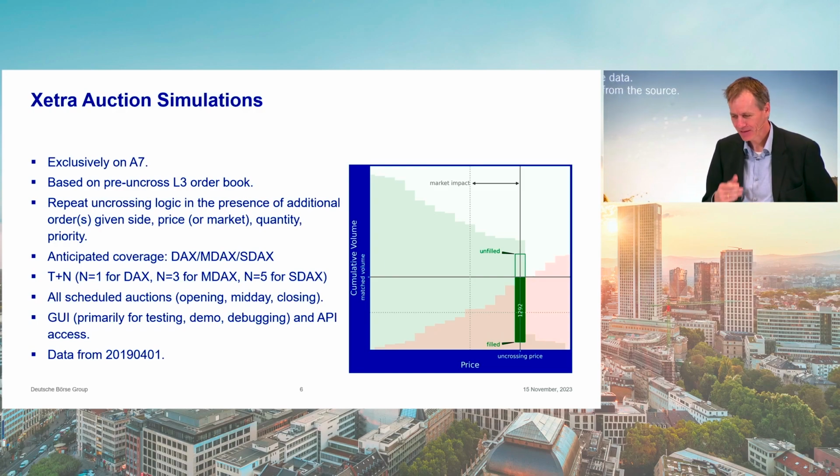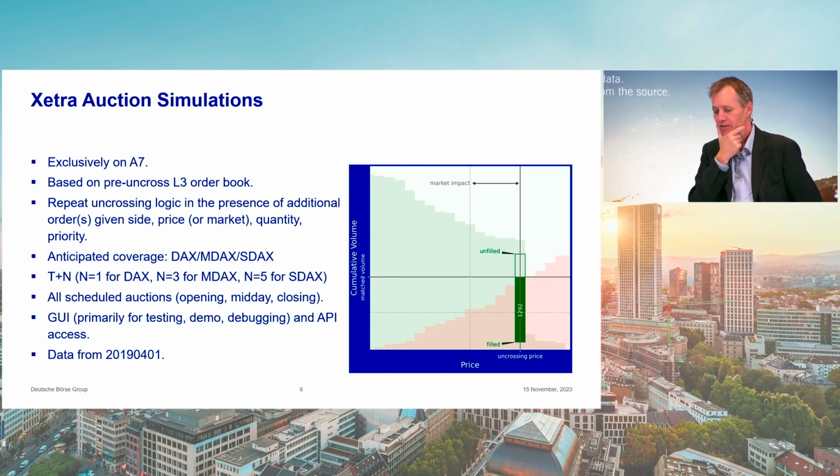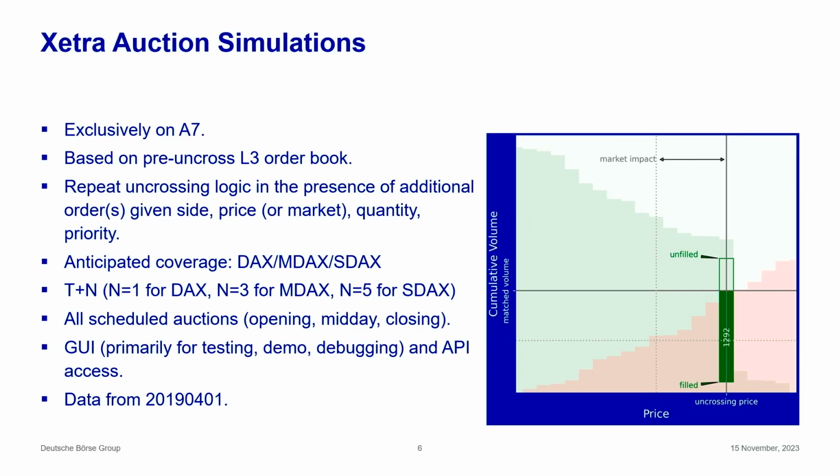So we'll make an interface available on A7, which lets you interact with the auction order book. Internally, we know the order book, and we allow you to give us an additional hypothetical order, and then we do the T7 uncrossing logic, and we return you the modified uncrossing price, and whether or not or how much of your hypothetical order would have been filled.